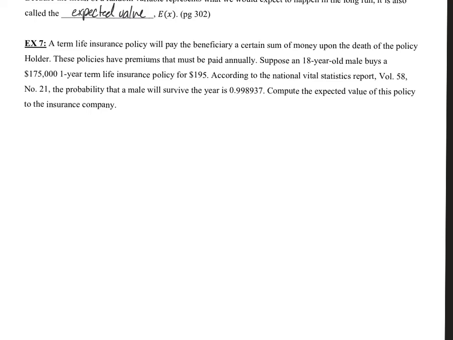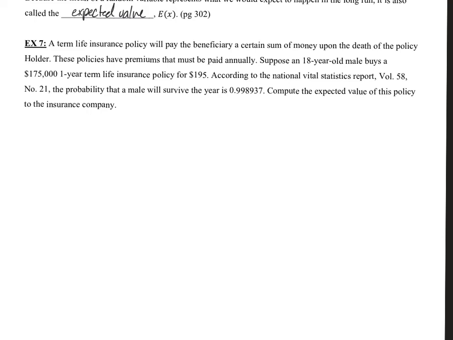The very basic concept. All right, so these policies have premiums that must be paid annually. Suppose an 18-year-old male buys a $175,000 one-year term life insurance policy for $195. According to the National Vital Statistics Report, the probability that a male will survive the year is 0.998937. Compute the expected value of his policy to the insurance company.